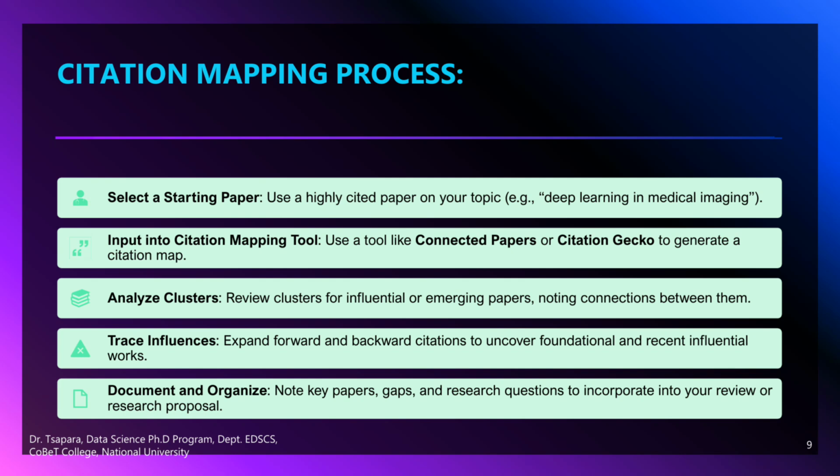Now, trace influences in both directions. Look backward to see what influenced your core paper, and forward to see how it shaped future work. This helps you understand how knowledge evolves and where your own research could contribute. Finally, document and organize. Keep a record of influential studies, noted gaps, and emerging questions. This will form the basis of your literature review and shape the direction of your research proposal.